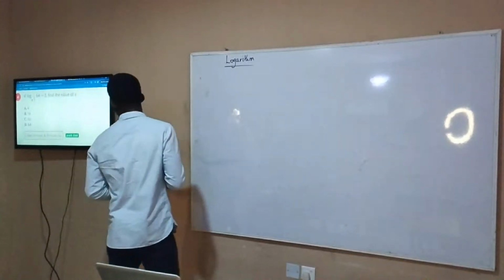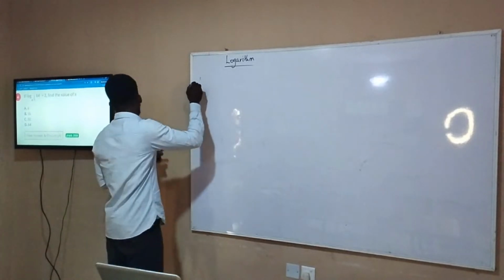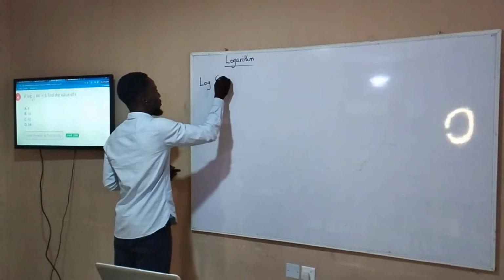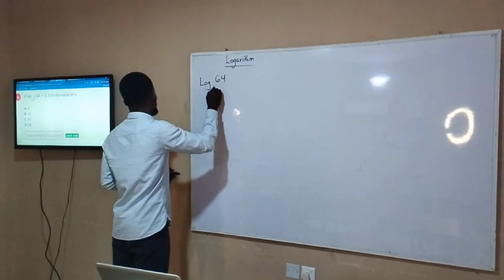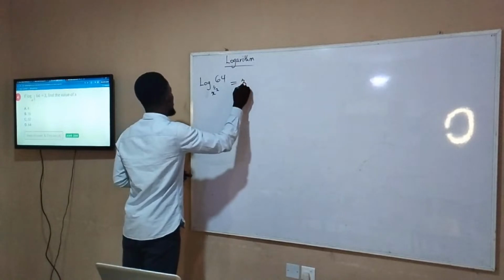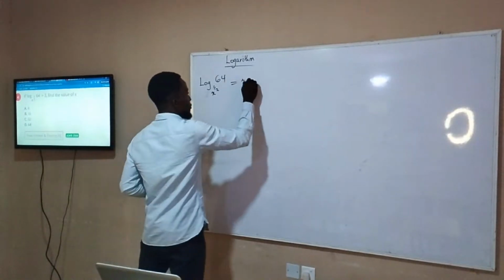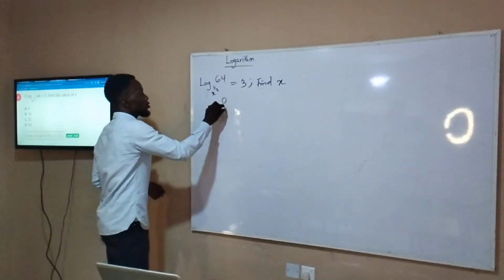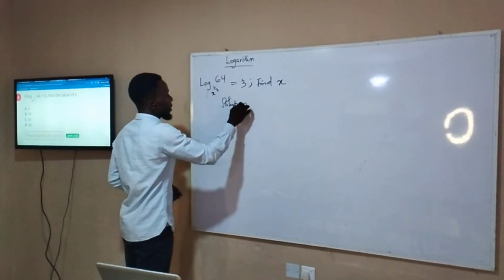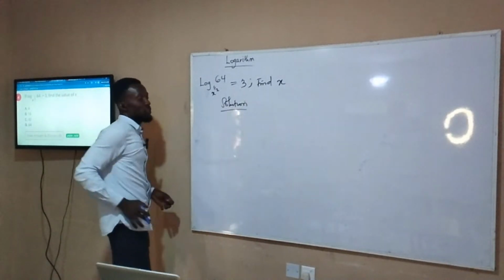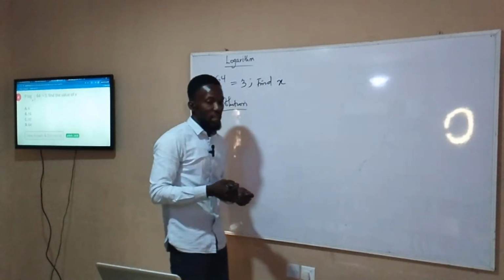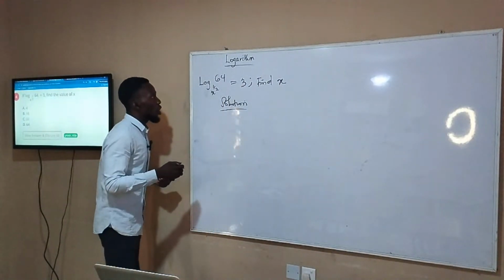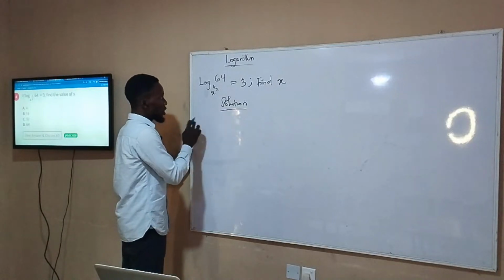So we have, if log 64 base x raised to 1 over 2 equals 3, we have to find the value of x. So let's just say find x. To solve this, the solution, this is a logarithmic equation, you can see. I taught you the logarithmic equation, which is the last law that I gave you. So to solve this, all we need to do is, let me quickly remind you.